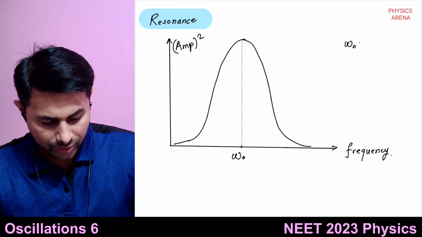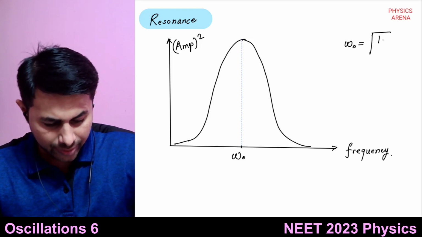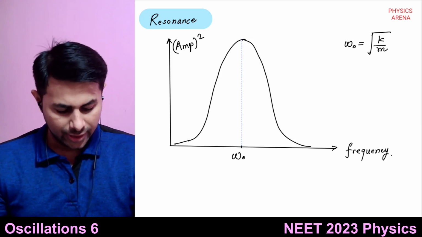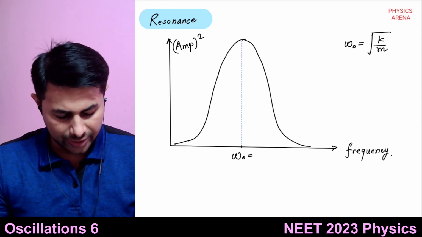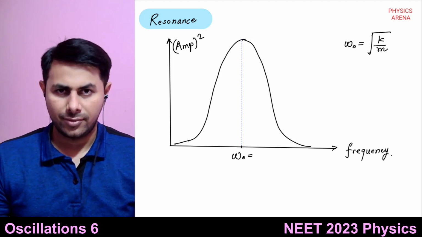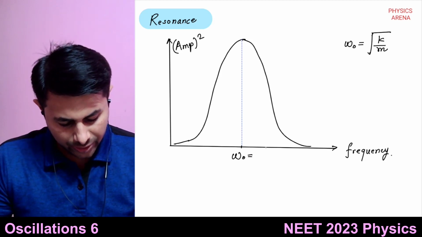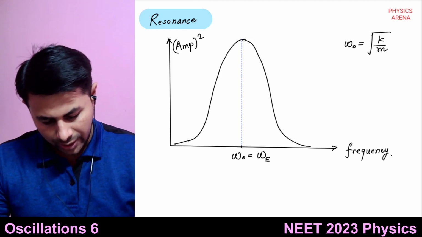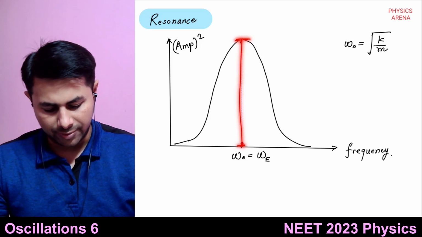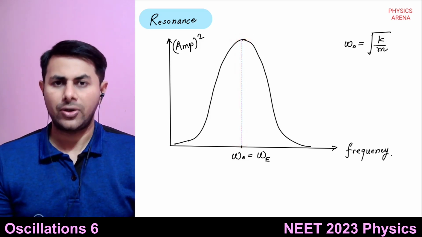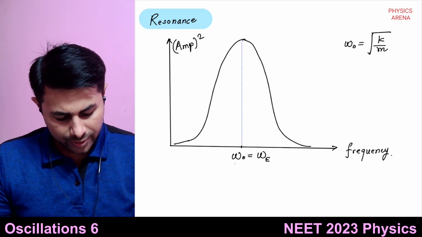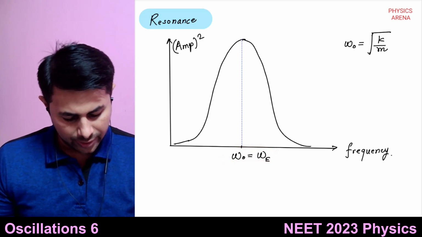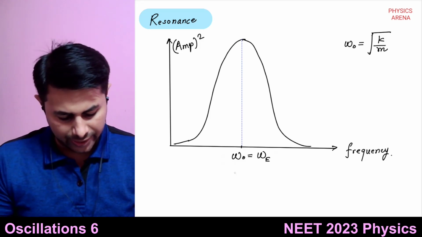What is omega 0? Omega 0 is equal to square root of k upon m. So when the natural angular frequency of the body matches the frequency of the external periodic force, omega e, let's call it, then the amplitude of oscillation is maximum. This frequency is known as the resonance frequency.